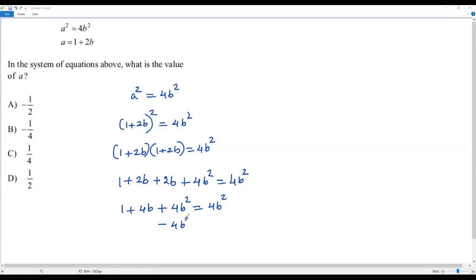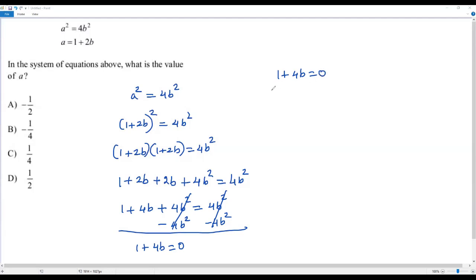Now I subtract 4B² over here, and also the same thing on the right side as well. So the positive and negative values will cancel. Then we get 1 + 4B = 0. Let me take the same equation over here: 1 + 4B = 0.